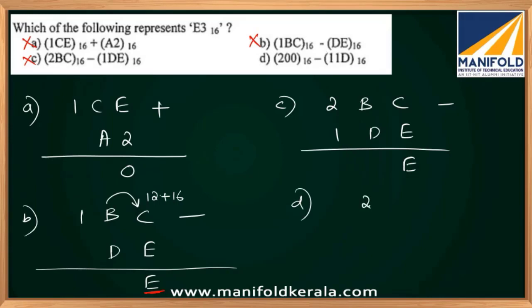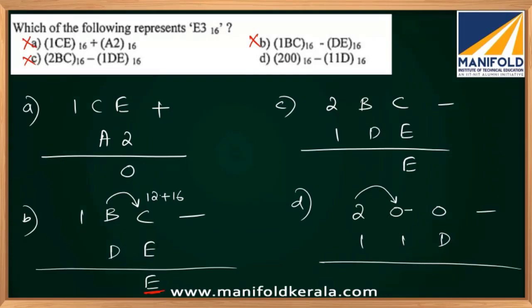And what about D? So you can see that it is 2, 0, 0, minus 1, 1, D. Now, you cannot subtract 0 minus D. It is not possible. So you have to take a borrow from here, but there is no number to be taken from here. So you take a borrow from here first, so that this will become 0 plus 16. Then you take a borrow from here so that this will become 16 minus 1, 15. So basically this will become F.